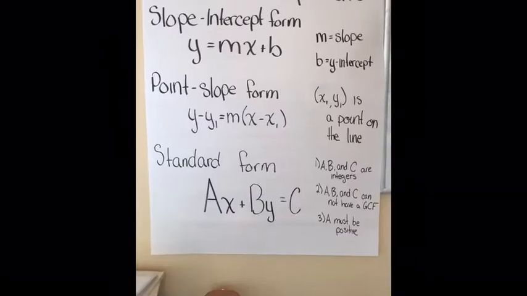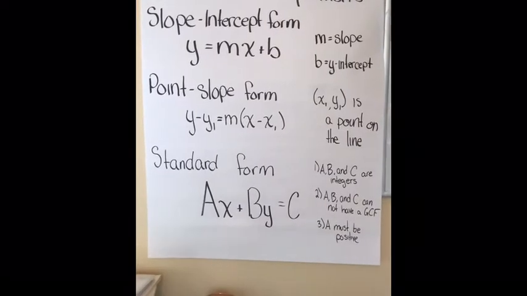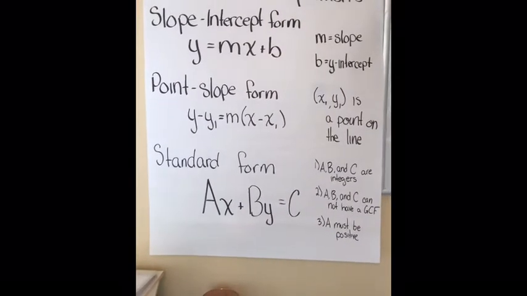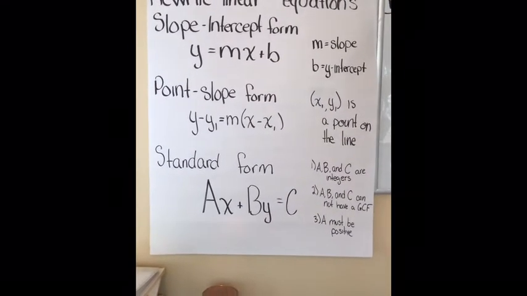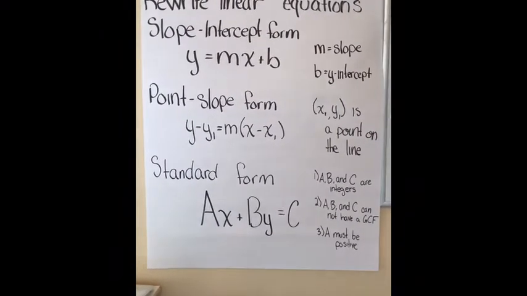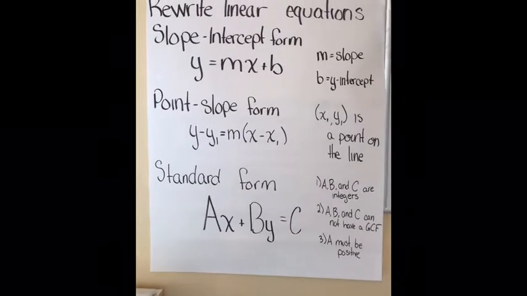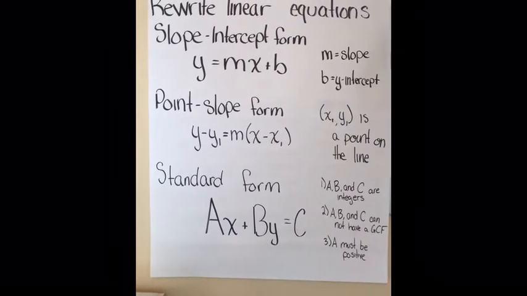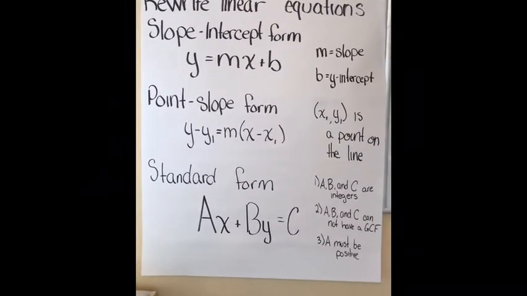I'm Doc Antle, and let's talk about linear equations. As you can see, there are three ways to represent linear equations. We have slope-intercept form, which is y equals mx plus b. That's what you're most familiar with, where our m is our slope and our b is our y-intercept. That's where the line crosses the y-axis.